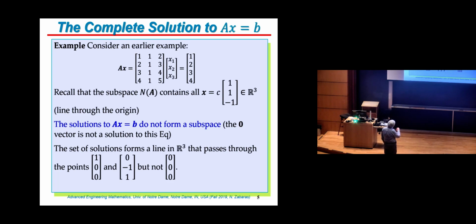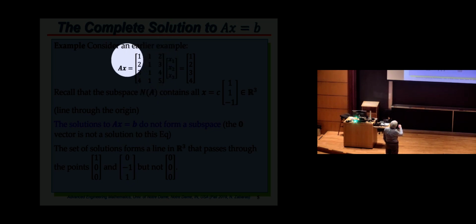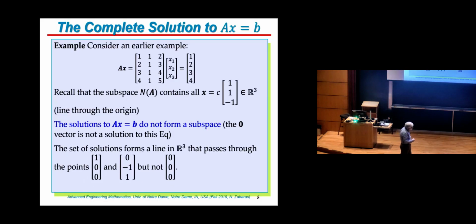And will you also agree with me that 0, minus 1, 1 is a solution? If I subtract column 2 from column 3, what do I get? I'll get 2, minus 1, 1, 2, and 3, and 4, which is the right-hand side. So these two vectors that you see there are particular solutions to this problem. Okay?